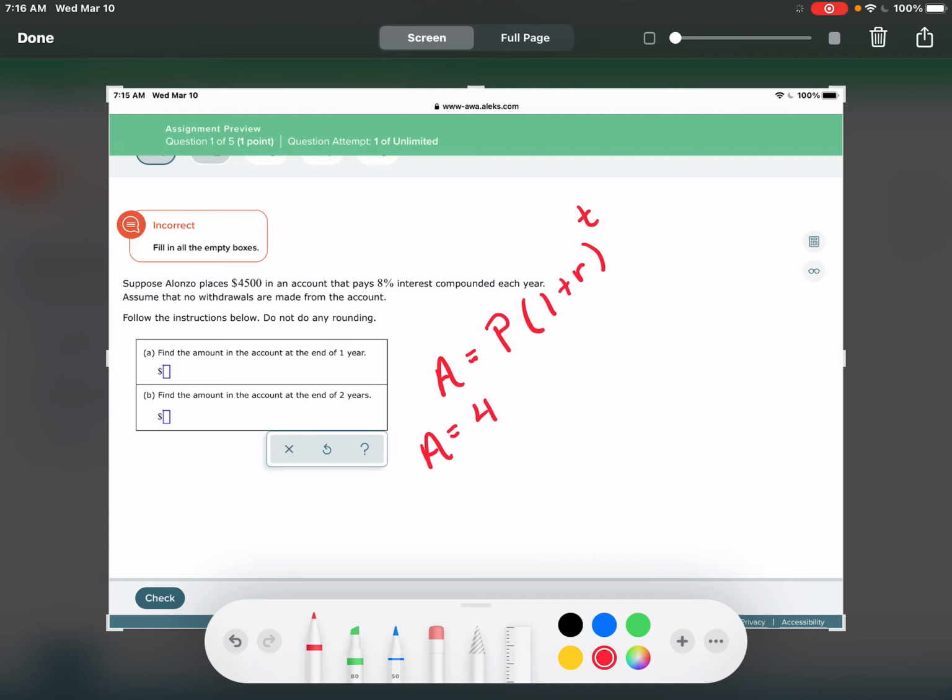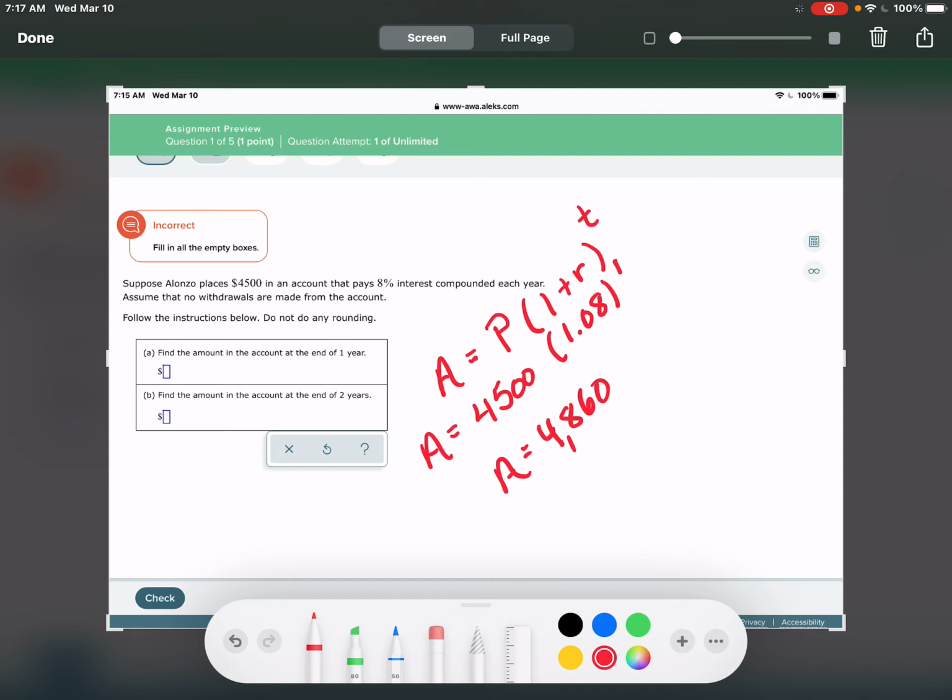$4,500 times 1 plus the rate, and 8% is 0.08. So 1 plus the rate is 1.08. To the time is 1. So our exponent is 1. That makes the math kind of easy. Grab a calculator, and we will do 4,500 times 1.08, and we will have $4,860 at the end of 1 year.